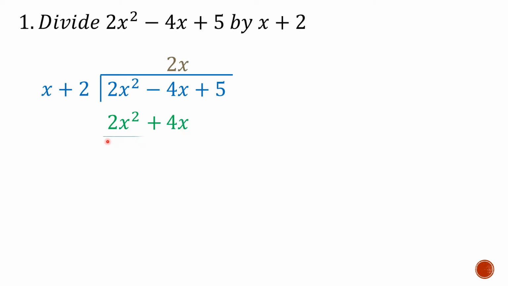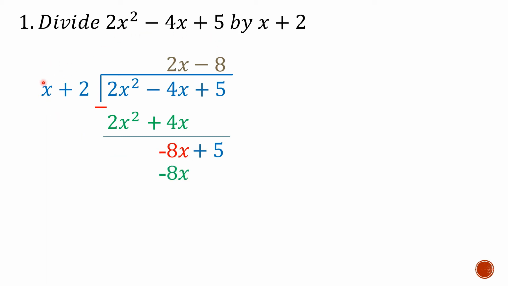After multiplying, we are going to subtract the answer from the dividend. So 2x squared minus 2x squared is 0, and negative 4x minus 4x is equal to negative 8x. After that, bring down 5. Then divide again. Negative 8x divided by x is negative 8. And then multiply negative 8 to x and 2.